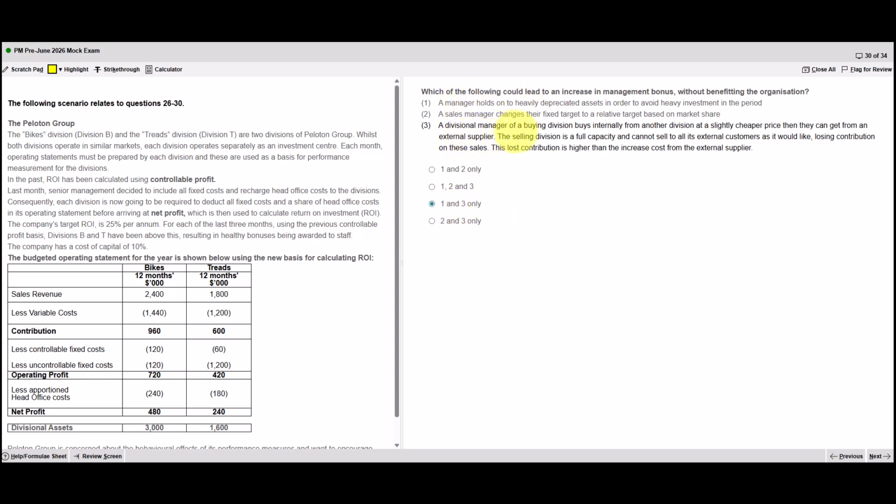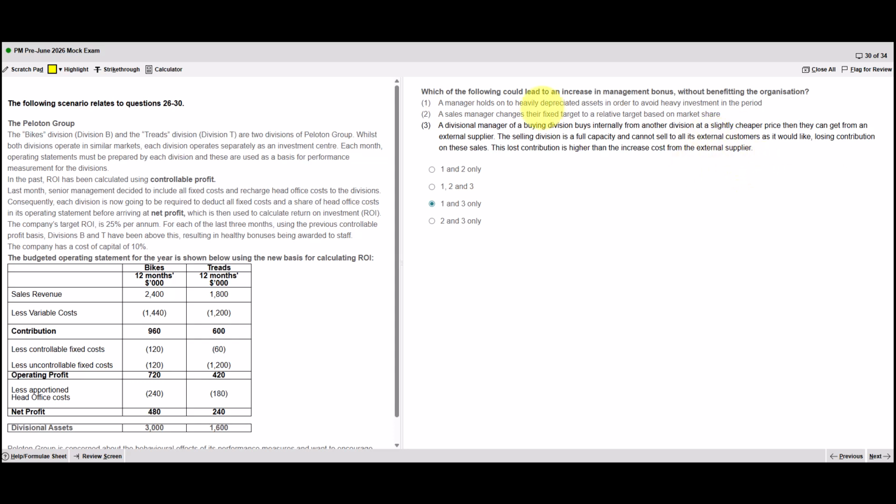Option 3, divisional manager of a buying division buys internally from another division at a slightly cheaper price than they can get from an external supplier. The selling division's at full capacity and cannot sell to all its external customers as it would like to, losing contribution on these sales. The lost contribution is higher than the increased cost from the external supplier.